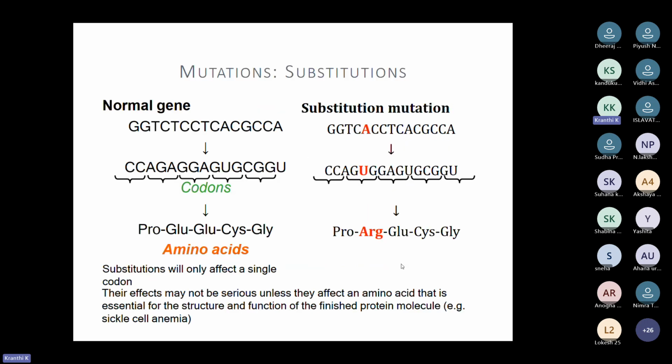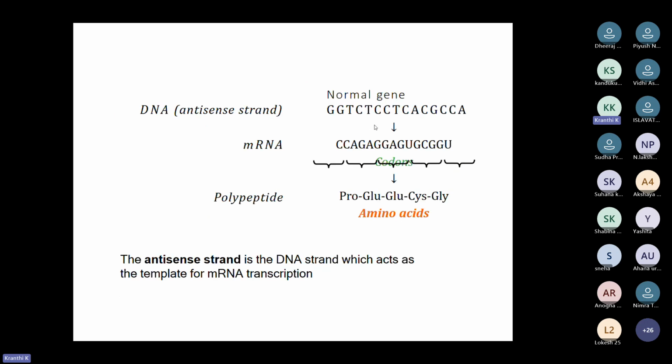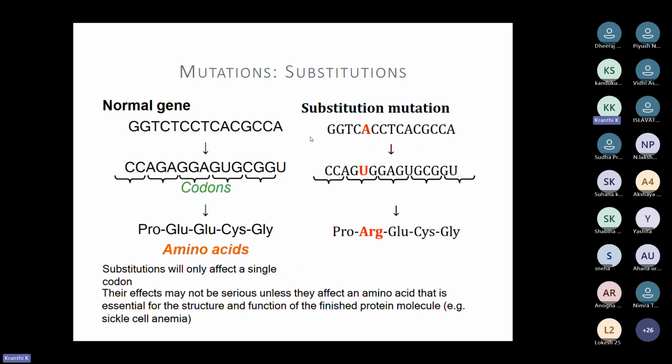So that's the normal gene. Then when there is a substitution mutation, some change has happened, right? Substitution means here, this is the normal one, and the same thing I copied here. In the place of T, A came. Then what happens? Complementary to A is U only. Got it?